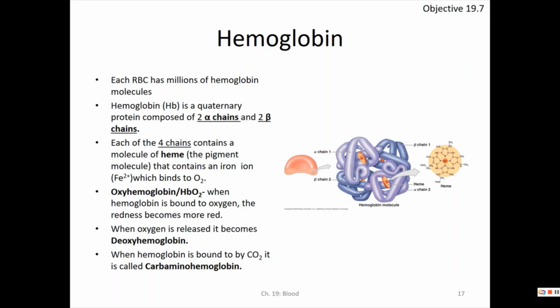Now, when hemoglobin has oxygen on it, it's called oxyhemoglobin. When it releases oxygen, we can call it deoxyhemoglobin. If it binds to CO2, carbon dioxide, it's called carbaminohemoglobin. Why is it called carbaminohemoglobin? The CO2 does not bind to the heme. It binds to the protein chains, the amino acids of the globins. That's why it's called carbaminohemoglobin.